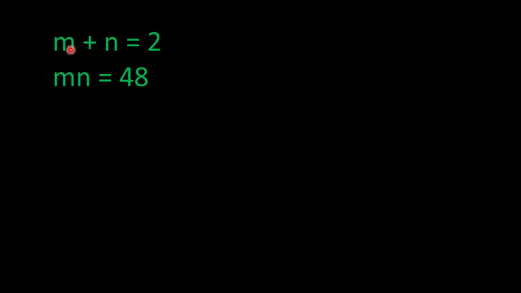Hello everyone. We have this question: m plus n equals 2 and m times n equals 48, and we have to find out the value of m and n. So let's start the solution of this question.